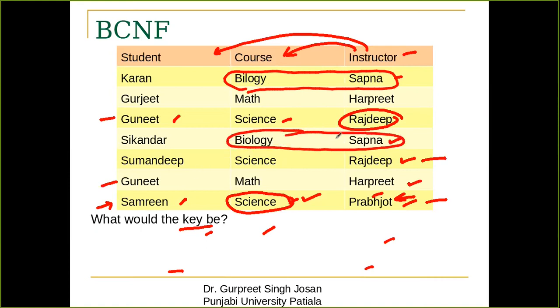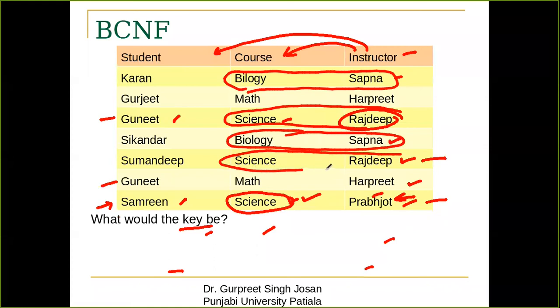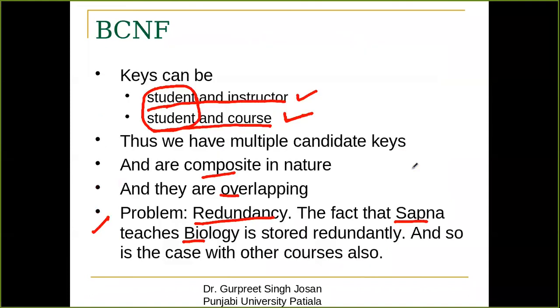Okay, so got my point. So again, similarly, Rajdeep is teaching science, and the same information is repeated here also. Harpreet is teaching math, the same information is repeated here also. So you can see what the problem is in this case. What is the problem if these three conditions are met? If we have multiple candidate keys, if they are composite in nature and they are overlapping, then there will be a problem of redundancy.